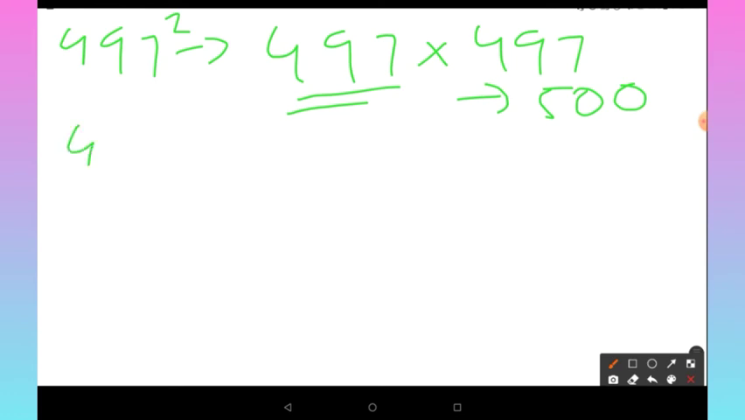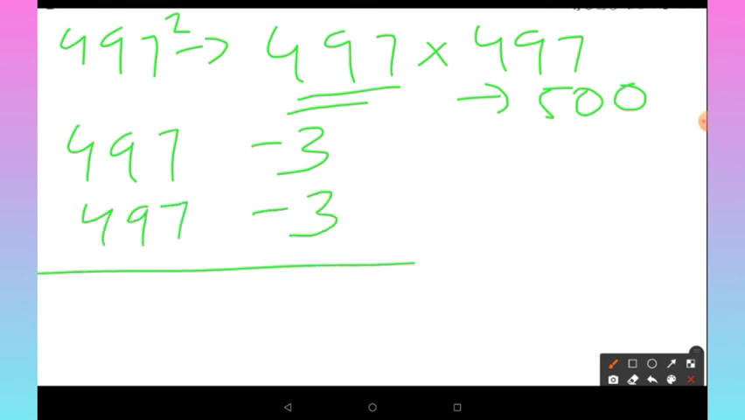Okay, so how will you write then? 497. If your base is 500, what is the deviation? Minus 3. So then 497. Now your second number is also 497, and 497 minus 3. So then you do one of the operations. What you will get? You will get 494, right? Then minus 3 into minus 3, what you will get? You will get 9. And then what you have to do? This 494 you have to multiply. So your 500 is nothing but 100 into 5. So this part you have to multiply with the 5. Okay. So 494 into 5, what you will get?